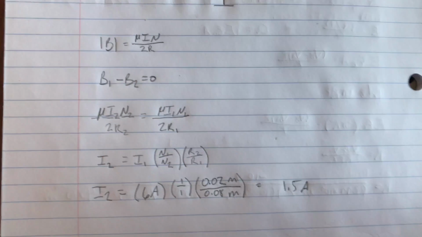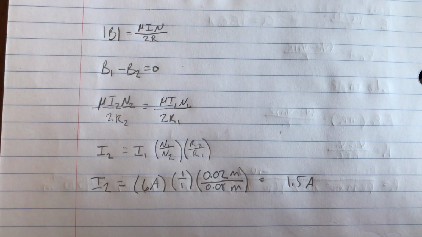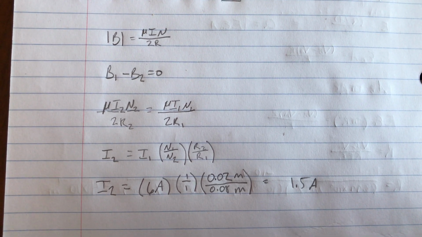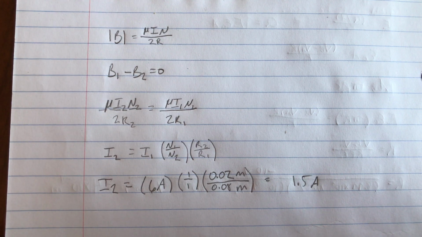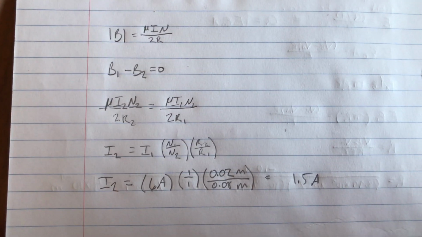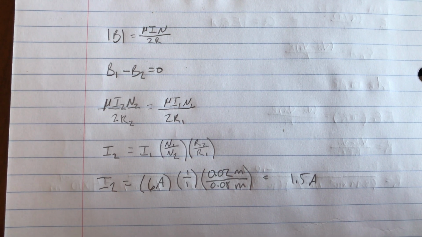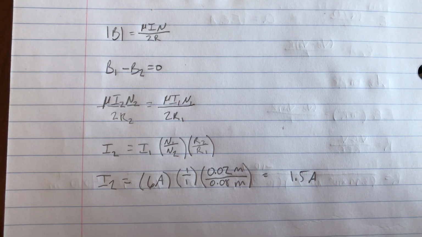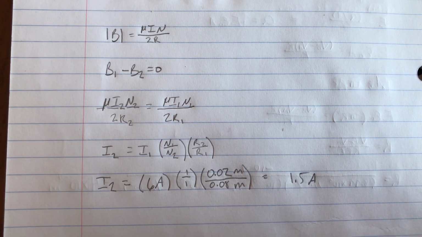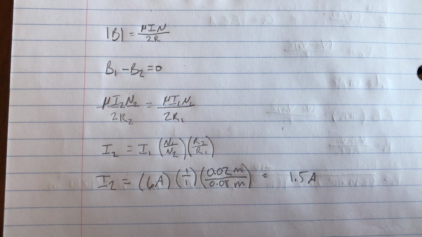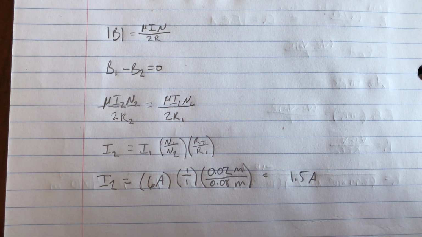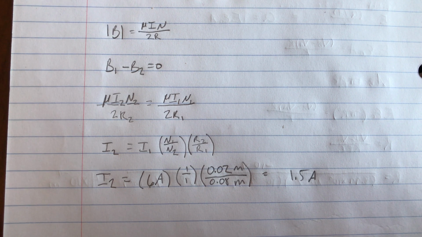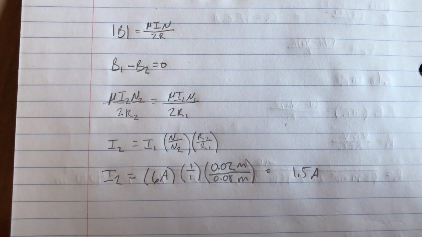So I can set these two equations equal to each other and solve for the current of the inner wire, which I've labeled as wire 2, and that gives the current of wire 2 is equal to the current of wire 1 times the number of loops of 1 over the number of loops of 2 times the radius of 2 over the radius of 1. So we're given all of that, so you just have to plug in from there.